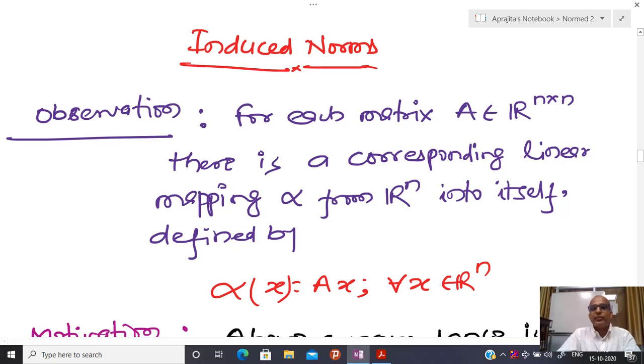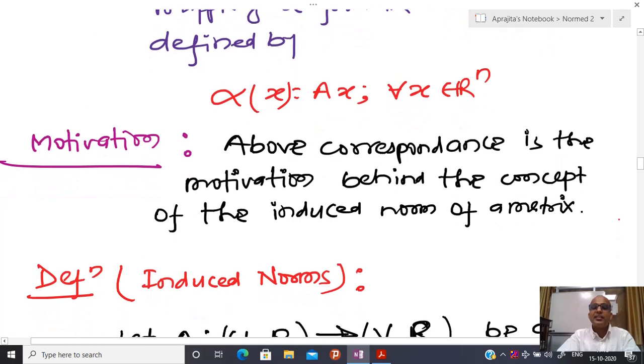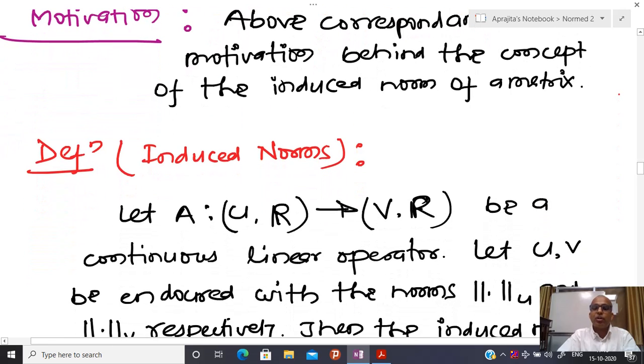And I have already told you that if I have a certain matrix, then there exists some correspondence in Rn space. So each matrix A belonging to Rn cross n has a corresponding linear map alpha from Rn to itself, and one can see similarly for three dimensional space. This particular observation gives another notion of norm, and that is called the induced norm. And most of the time in this lecture, we are going to use this kind of norm, the induced norm.